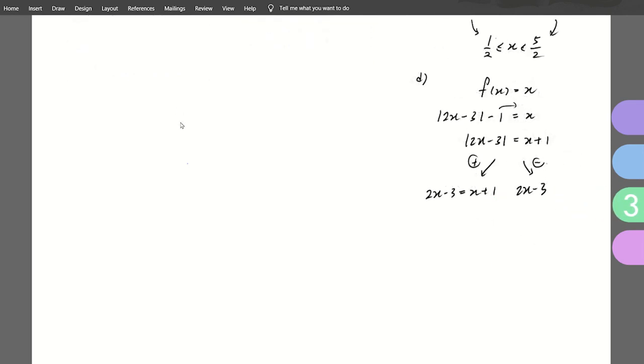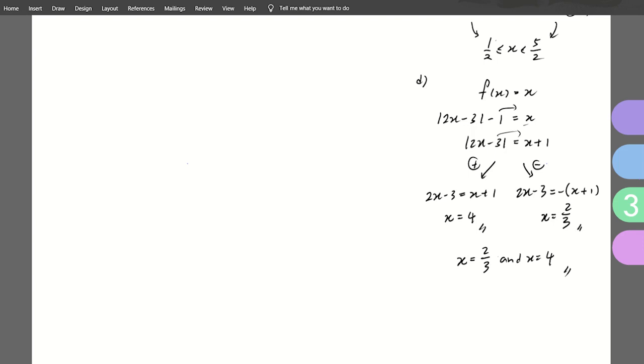So this one is to bring the negative to the other side. For the right side, you need to add a negative. So we have solved this question.